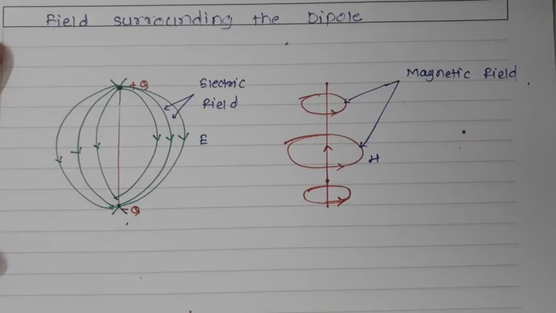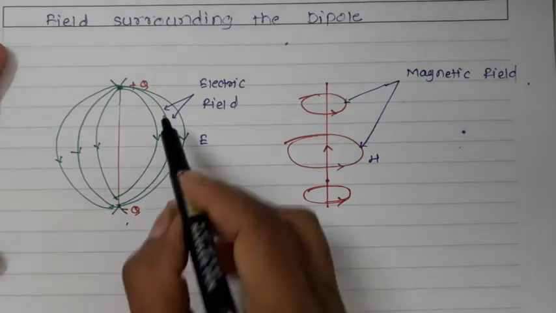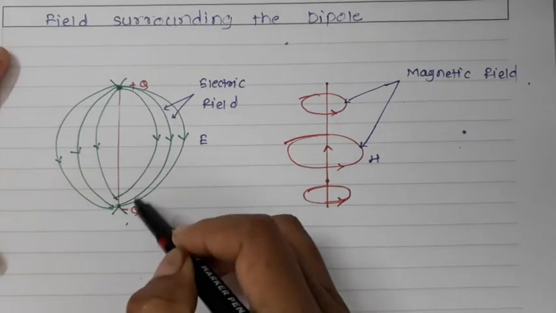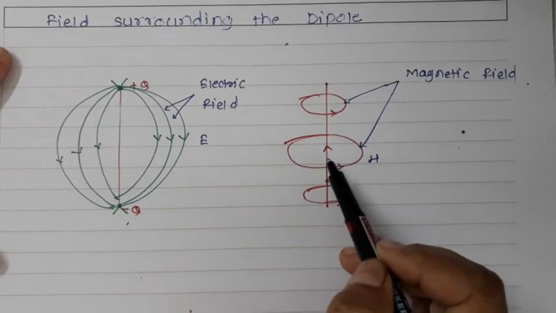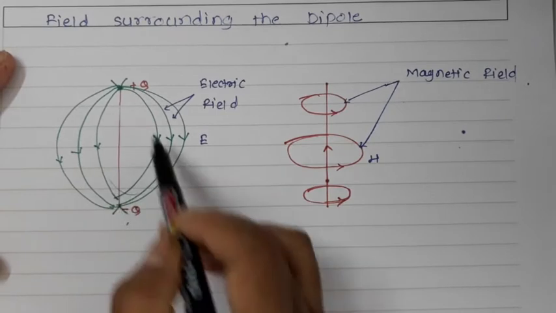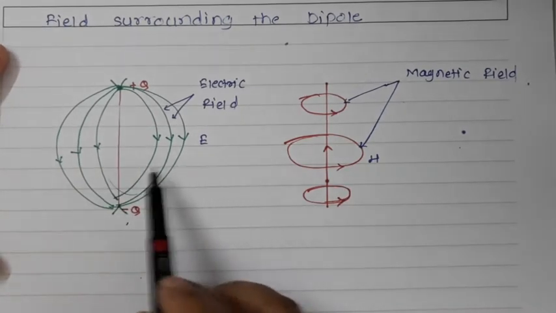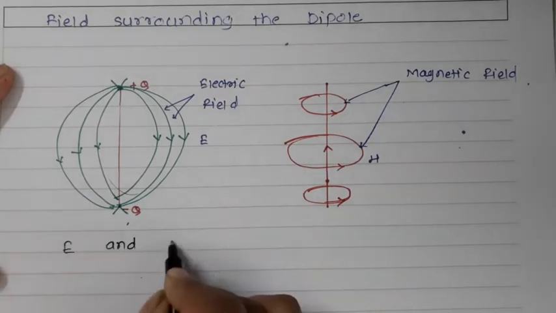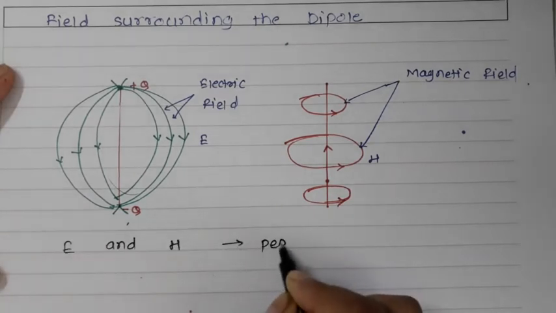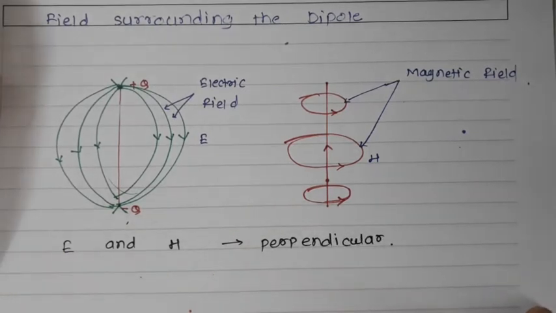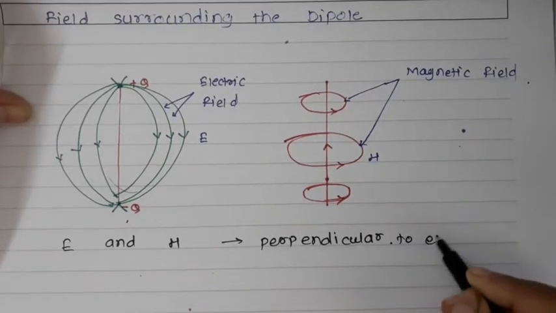The charges on the two halves of the dipole generate the electric field. So this is nothing but the nature of the electric field, while the current in the wire is responsible for the magnetic field. So you can see here your electric dipole or dipole antenna will be surrounded by an electric field and a magnetic field. And if we see the nature of this electric and magnetic field, this E and H, both fields are perpendicular to each other. So this is nothing but the nature of the dipole antenna, magnetic as well as electric field.